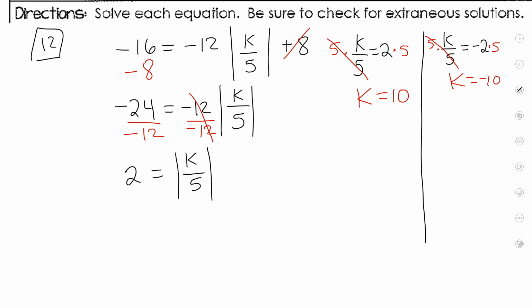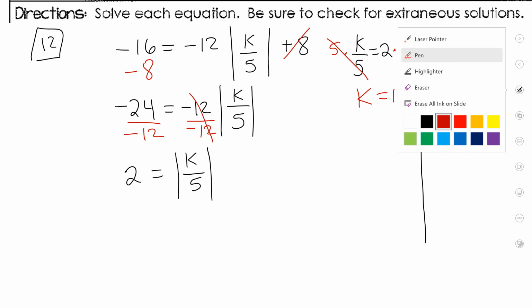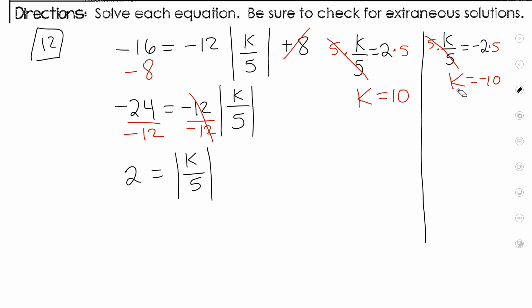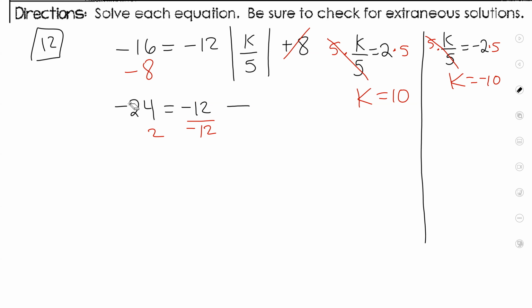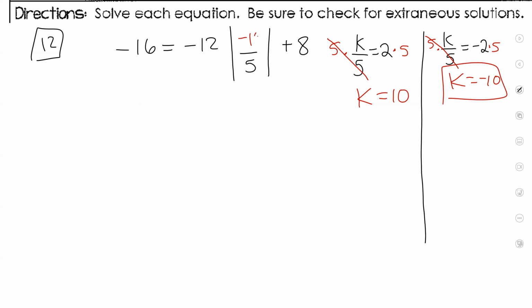And we can always check if these are extraneous or not. So I'm going to plug these back into the original problem. You guys can stop here if you want to. Y'all can go ahead and do the practice. I'm just going to show you guys that this is actually a solution. So I'm going to go back to the original problem. So I'm going to plug in a negative 10. I'll take this one first. What's negative 10 divided by 5?